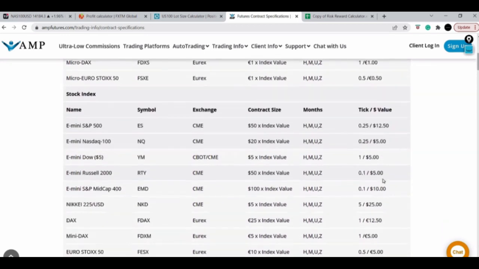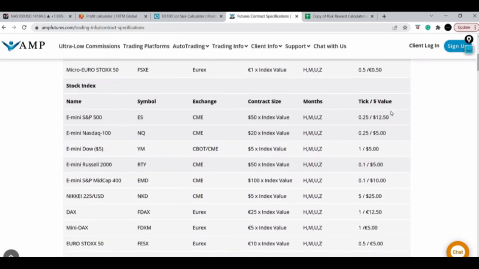Now, this is the minis. So if you're doing the minis, S&P 500 is $12.50 per tick. So if it moves up one tick, that's $12.50. The NASDAQ 100 is $5 per tick. So if it moves up one tick, you're risking $5. So $5 times 20. Let's do the math on that. It's $100. Okay, so that's how you do it.